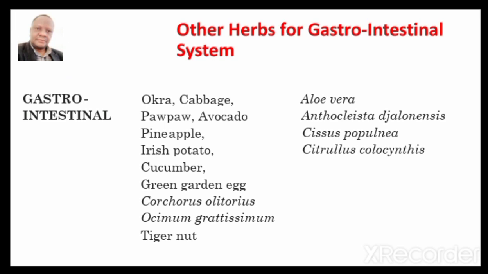Then there are other herbs and foods that can also help the stomach and the intestine. They include okra, cabbage, pawpaw, avocado, pineapple, Irish potato, cucumber, green garden egg, Corchorus olitorius, which is ewedu, tiger nut, Anthocleista jalonensis, which is actually a tree, a medicinal plant. We may have to be discussing that later. Cissus populnea, the same thing. Then, of course, we've mentioned Citrullus colocynthis the last time, what we call bara.